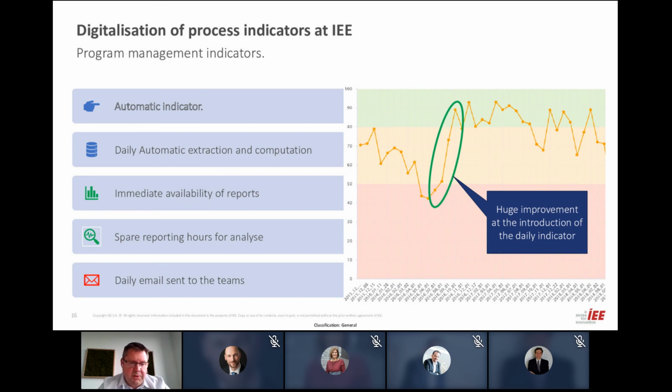So now we have an automatic tool, and the indicator extraction is done once a day, the computation as well. The report is available immediately, and instead of spending our time on the creation of the report, we can spend it on the analysis. And that's one of the things we did. You can see on the right side the task compliance. It's in fact the percentage of tasks that have been updated once a week. And we see that it was going down from 70%, good, into the red area, to 40%.